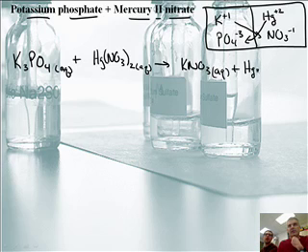So that'll be Hg3(PO4)2. Mercury phosphate, and that is a solid. I don't think I want to mess with mercury phosphate, that sounds kind of nasty. All right, that's my most complex one.